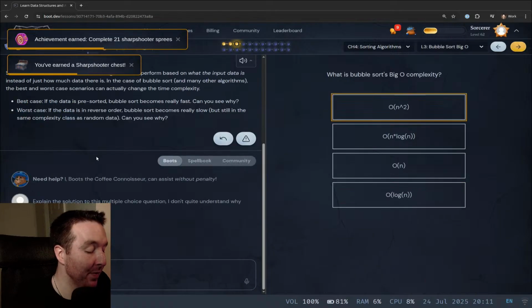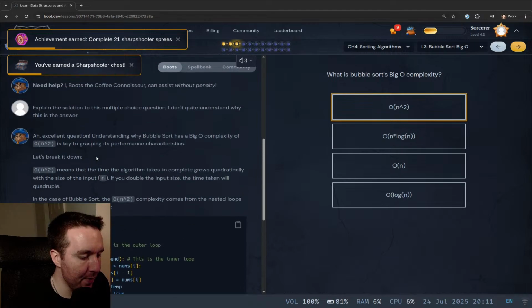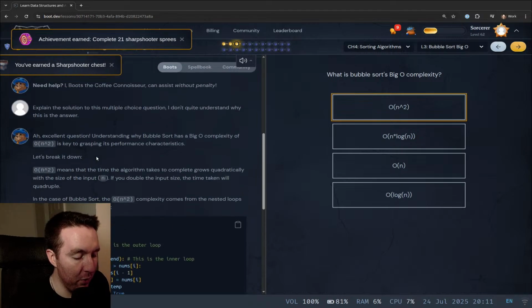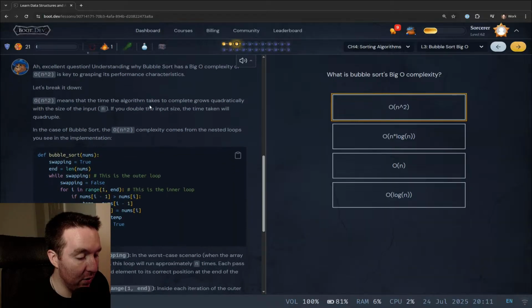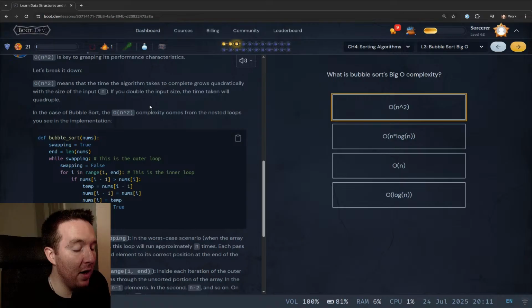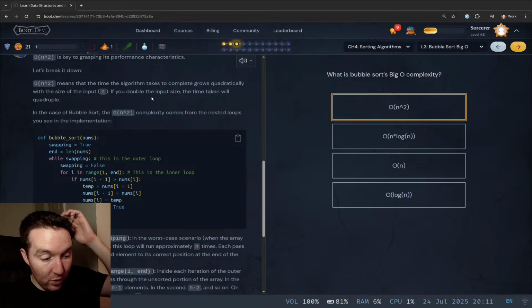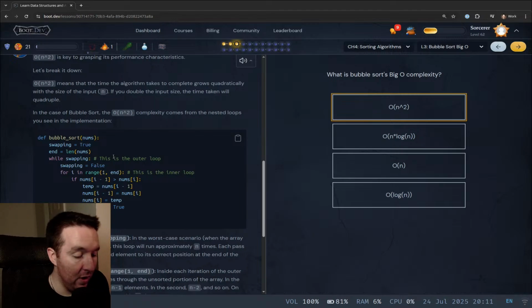So an excellent question. Understanding why bubble sort has a big O complexity of O(n^2) is key to grasping its performance characteristics. Let's break it down. So O(n^2) means that the time the algorithm takes to complete grows quadratically with the size of the input n. If you double the input size, the time taken will quadruple. In the case of bubble sort, O(n^2) complexity comes from the nested loops you see in the implementation. Yeah, that's where my thought was coming from, was like two nested loops looks like doubling up stuff.